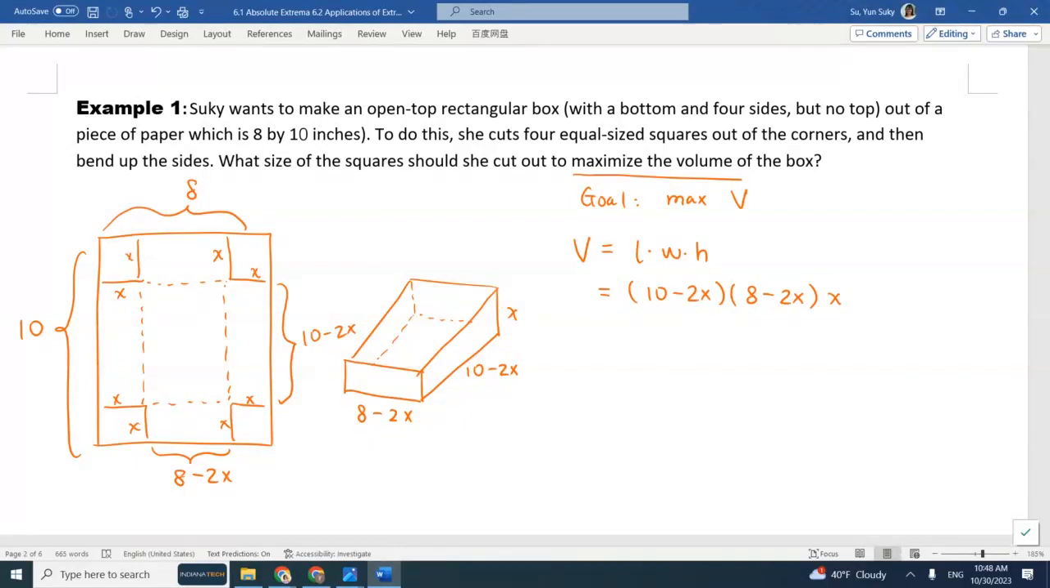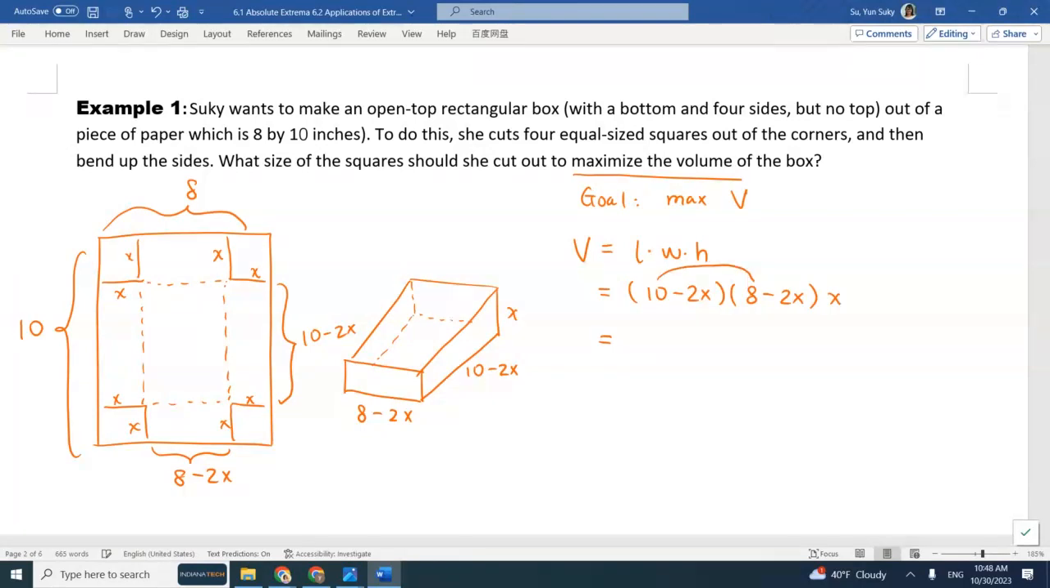But I don't like the product rule. Do you like the product rule? Yeah, so we can distribute and expand it, so you only get a polynomial. Then when you take the derivative, you only need to do the power rule. You don't need to do the product rule. Okay, so let's distribute.